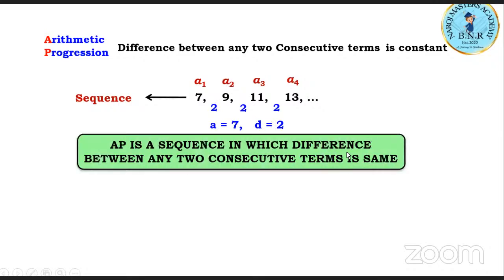AP is a sequence in which the difference between any two consecutive terms is the same. This is the definition of what? Arithmetic progression. What is arithmetic progression? It is a sequence in which the difference between any two consecutive terms, either these two or these two or the next two, is always the same.